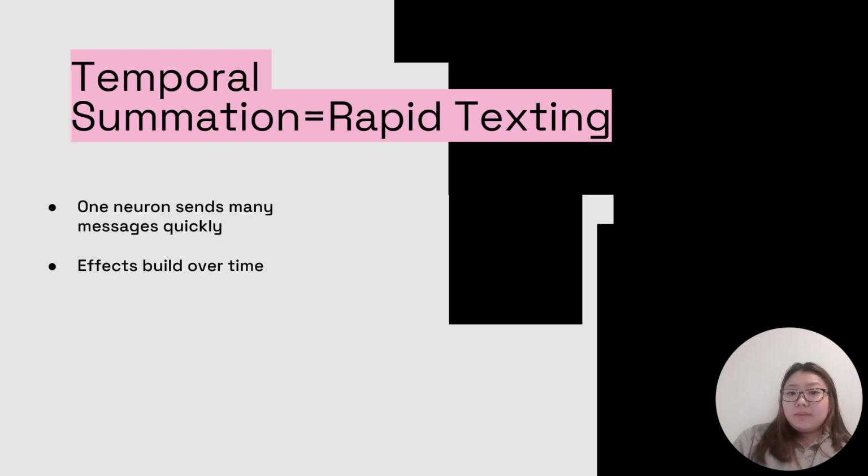Temporal and spatial summation determines whether the postsynaptic neuron reaches threshold. Temporal summation is like when girl A sends 5 texts in a row. "Hello, are you there? Answer me." If enough messages come quickly, girl B will get more alerts and is more likely to respond.